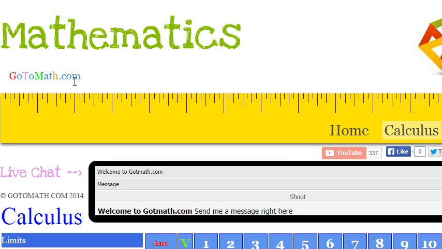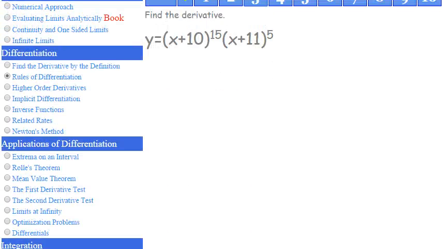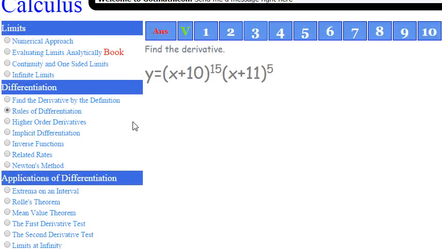Okay, we're over here at gotomath.com working some calculus, and we're doing some differentiation, looking at all the rules of differentiation. In this particular section is where you'll find this problem, and we're focusing on the product rule. Alright, so let's bring up the whiteboard and get started.